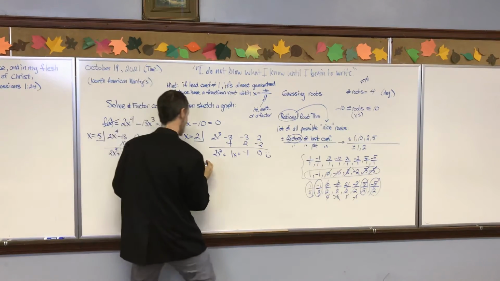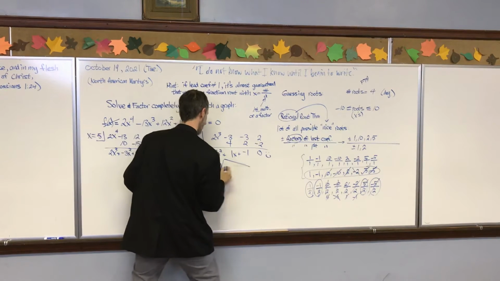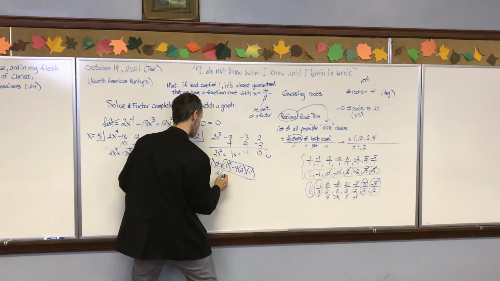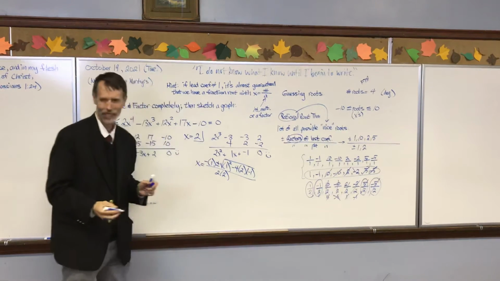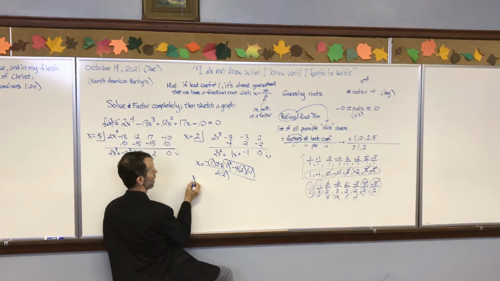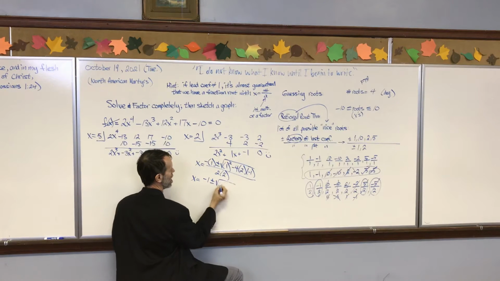Let's go for it. So negative 1 plus or minus the square root of 1 squared minus 4 times 2 times negative 1, divided by 2 times 2. Good. Let's try this thing. Nick, take over. That'd be simplify. -1 plus minus square root of 1.